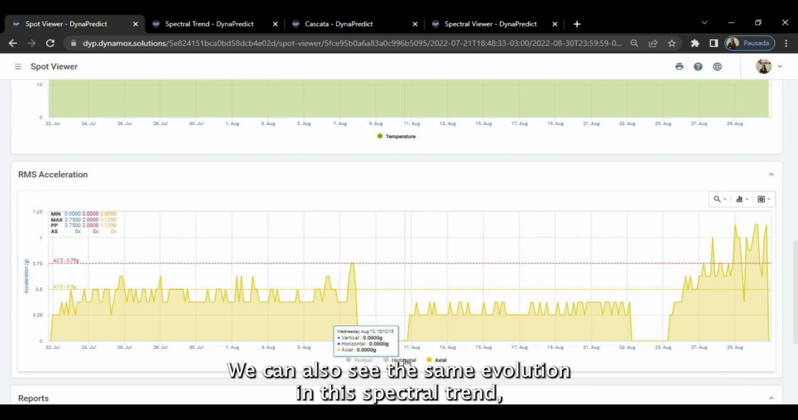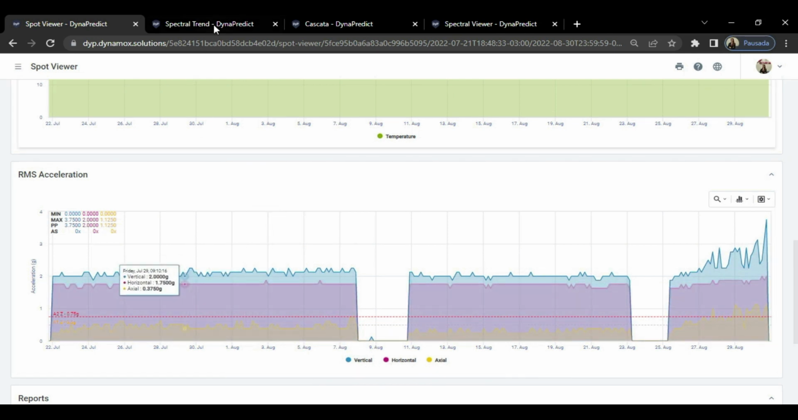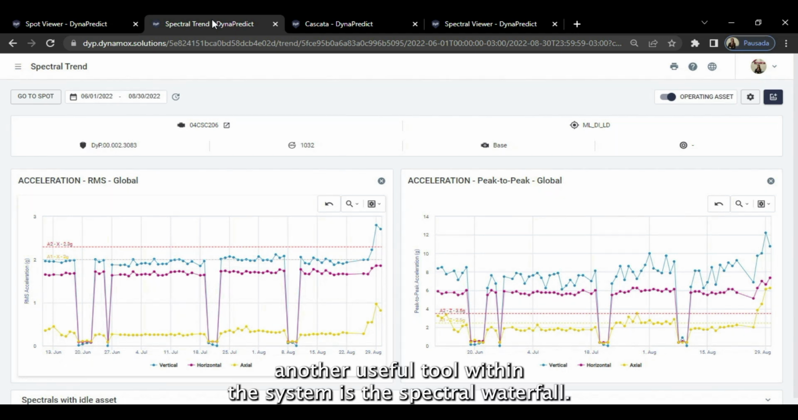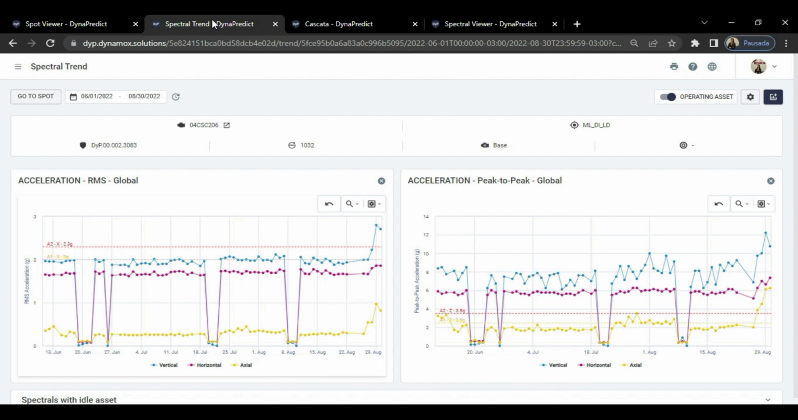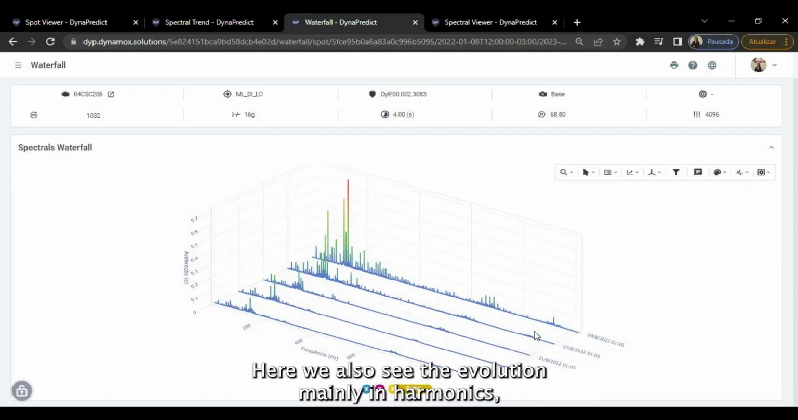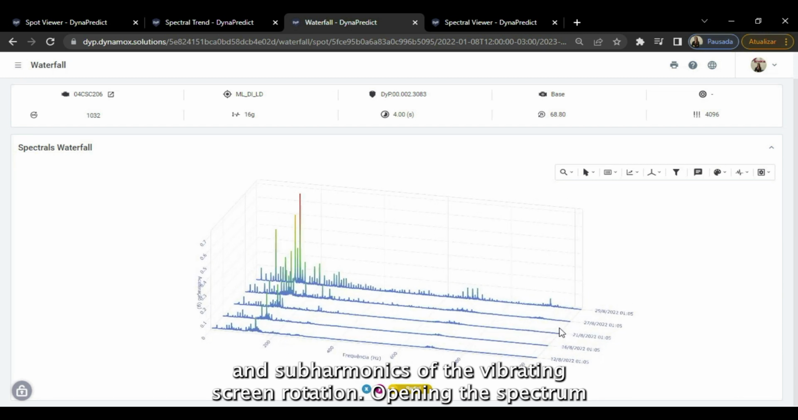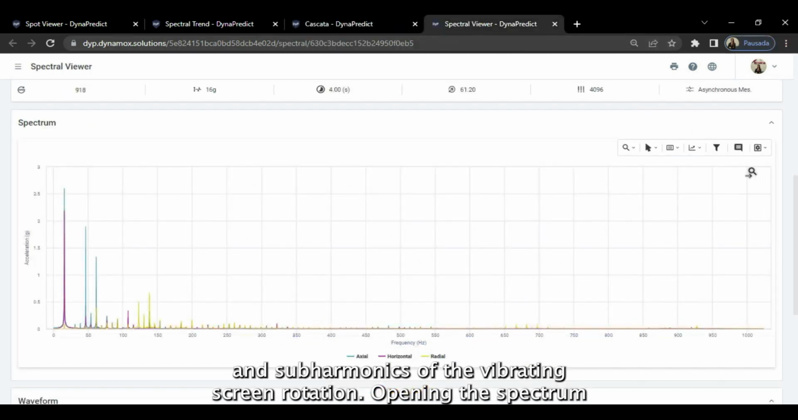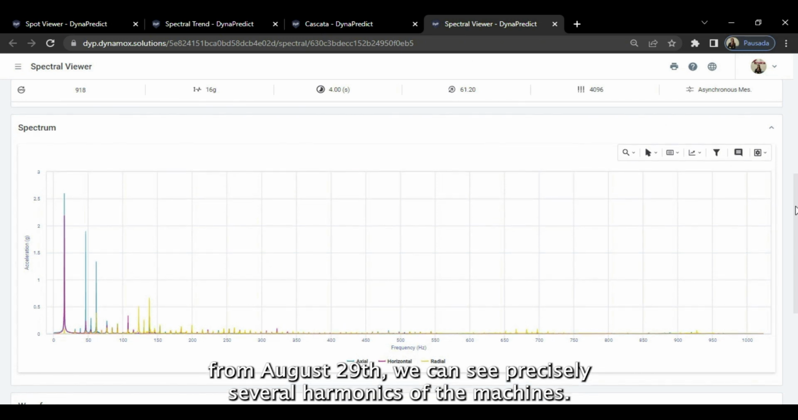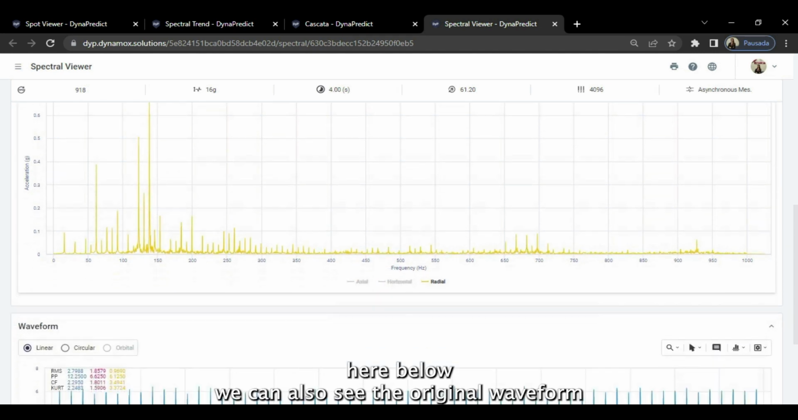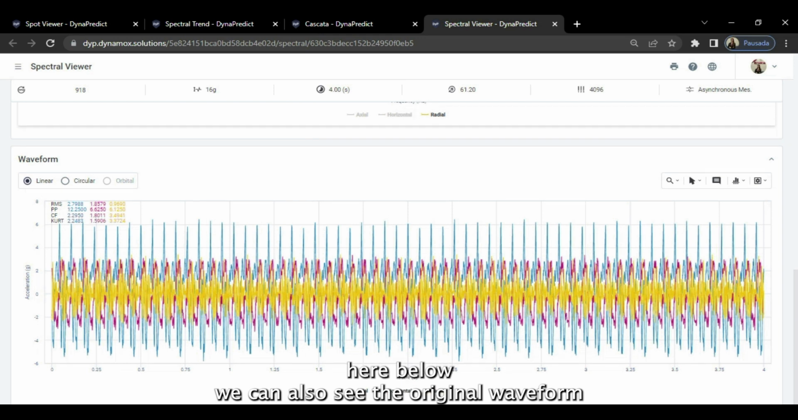We can also see the same evolution in the spectral trend, which is based on a longer collection the sensors can perform. Well, another useful tool within the system is the spectral waterfall. Here we also see the evolution mainly in harmonics and subharmonics of the vibrating screen rotation. Opening the spectrum from August 29th, we can see precisely several harmonics of the machine's RPM, with emphasis on the axial axis. Here below, we can also see the original waveform.